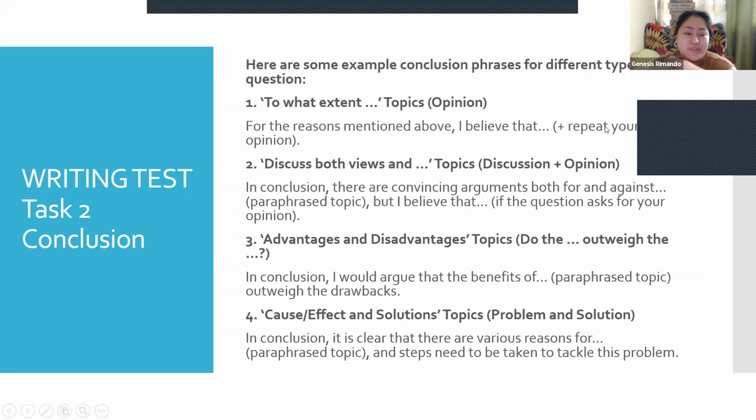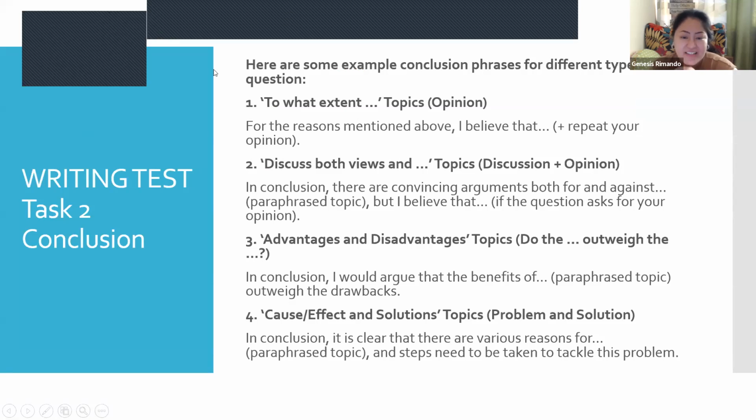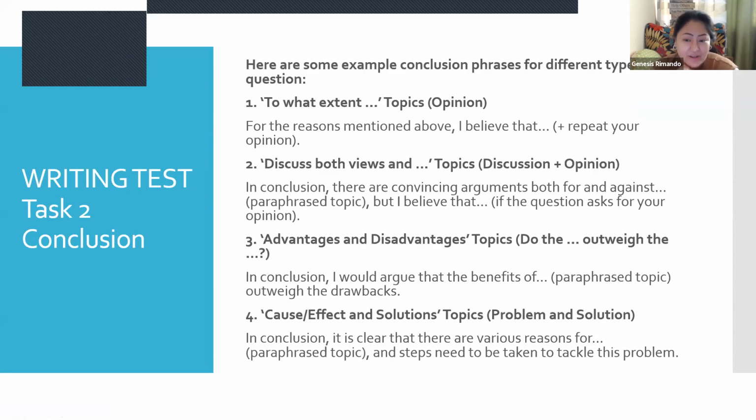So how to write your conclusion? Here are some example conclusion phrases for the different types of question. If it's a to what extent or opinion question, the best way to write your conclusion would be like this: For the reasons mentioned above, I believe that blah, blah, blah. So repeat your opinion. If the question is discuss both views, so it's a discussion plus opinion question, your conclusion should be written this way: In conclusion, there are convincing arguments both for and against. You paraphrase the topic, but I believe that blah, blah, blah, like that.